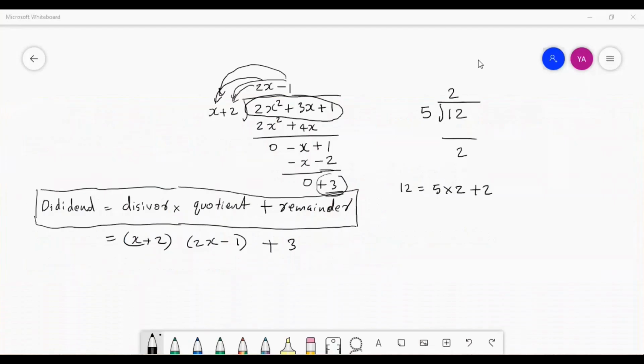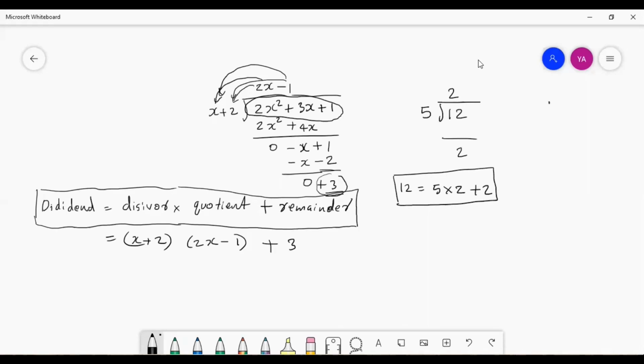Suppose we divide 12 by 5. You will get 2 as the quotient and 2 as the remainder. So we can write this relation: 12 is equal to 5 into 2 plus 2. That is, dividend is equal to divisor into quotient plus remainder.